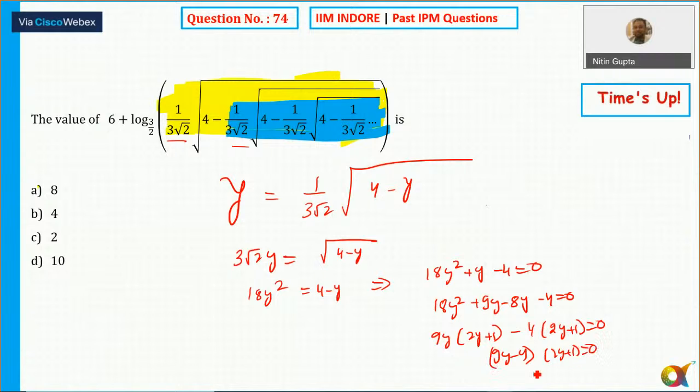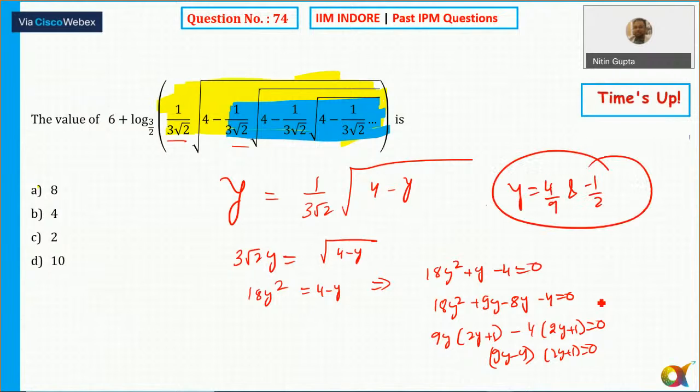All right. So y is equal to what? y will be coming out to be 4 by 9. But can y be negative? No, the square root is always positive. Square root of any number is always positive, so y can't be negative. The only possible value of y is 4 by 9. Okay. So y is equal to 4 by 9.